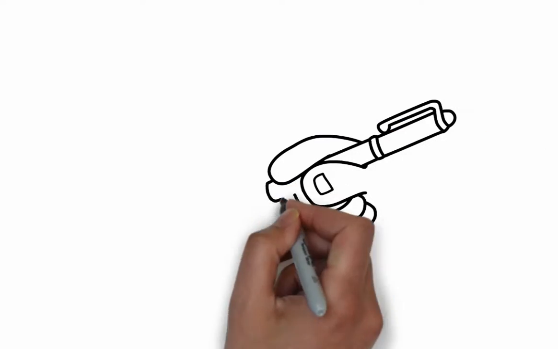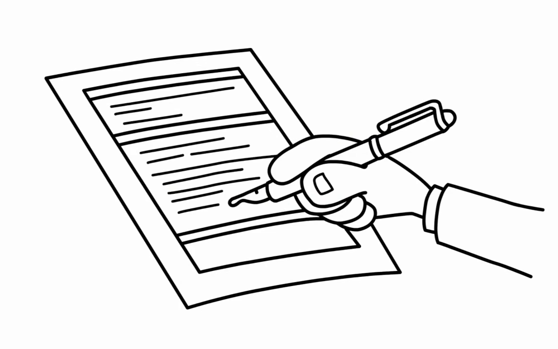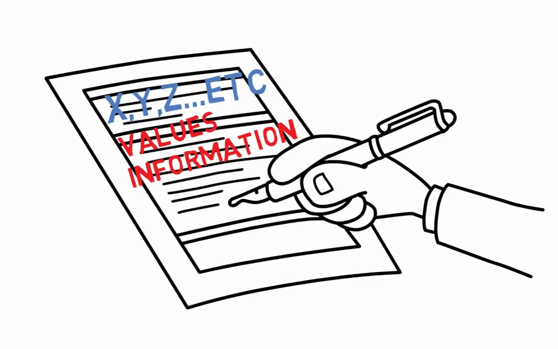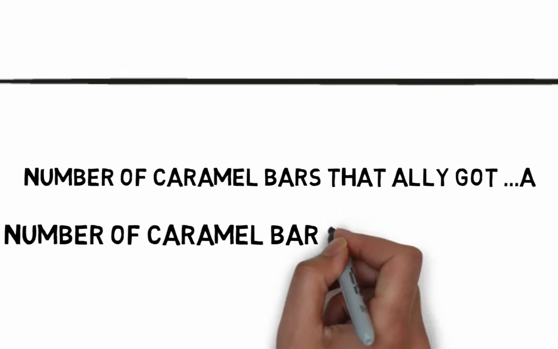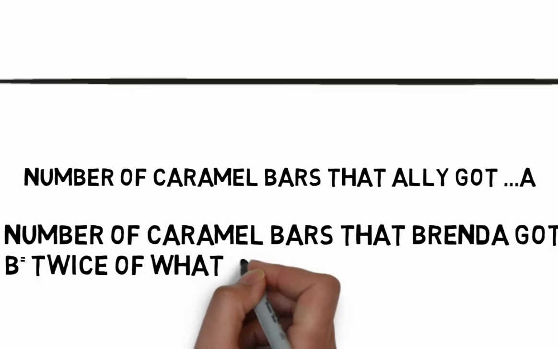2. Take notes. What values and information are known and what's unknown? Represent unknown values with variables. Your notes may look like this. Number of caramel bars that Allie got, A. Number of caramel bars that Brenda got, B.